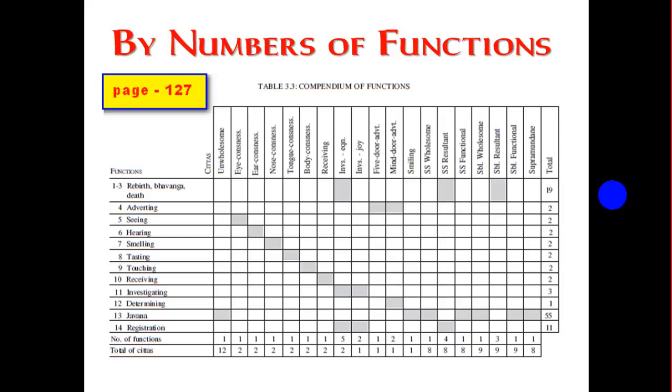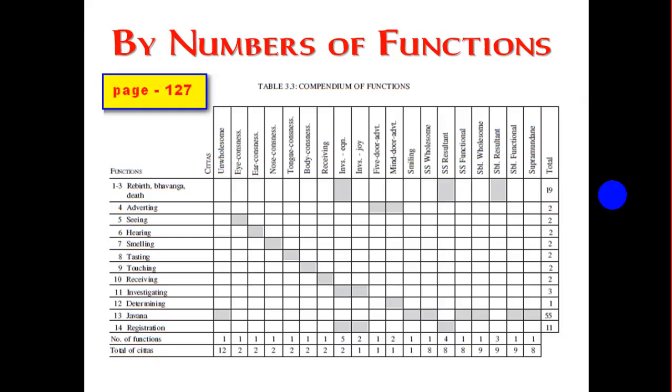1 function. Another one, sense sphere functional Cittas. Another one is sublime wholesome Citta, sublime functional Citta, and supramundane Citta, 8 supramundane Cittas. Altogether, 55. So when you learn by number of functions, all the 55 Javana Cittas perform the function of Javana. Only 1 function, right? Only 1 function.